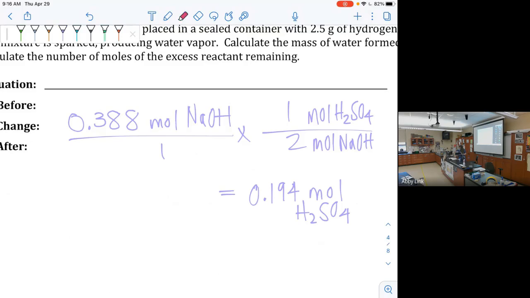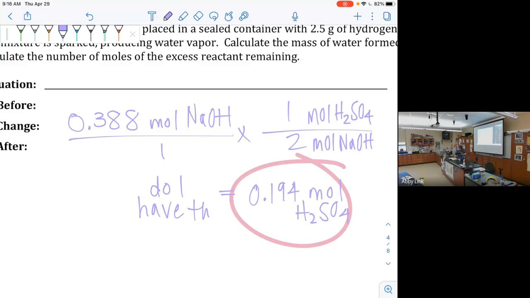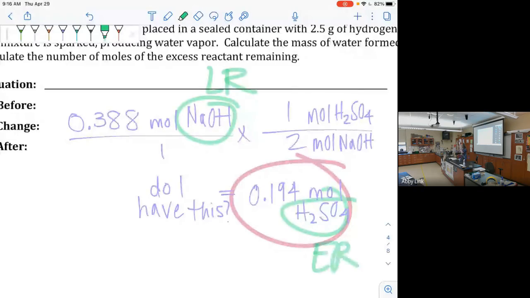H2SO4. Here's my question. Do I have at least 0.194 moles of the H2SO4? Yeah. Do. So what this tells me right off the bat is that NaOH is my limiting reactant, H2SO4 is my excess reactant. Now you might be saying to me, isn't it just chance that the first reactant you did the mole ratio calculation for happens to be the limiting reactant? Yes, of course it's just chance, okay?